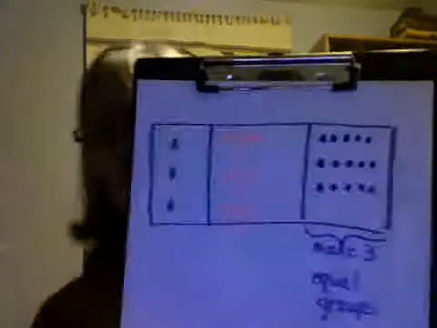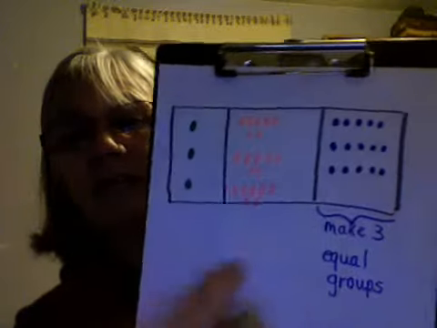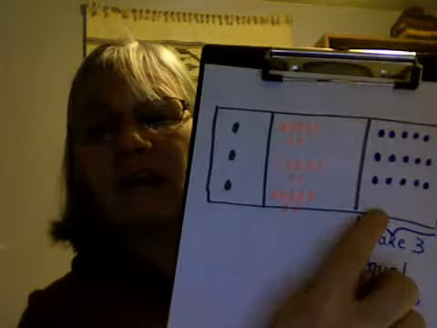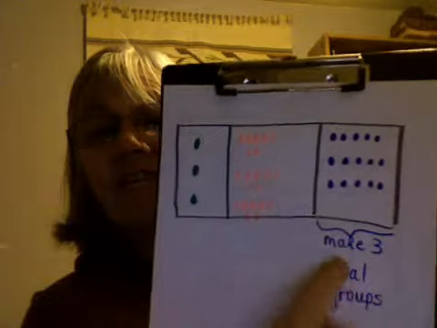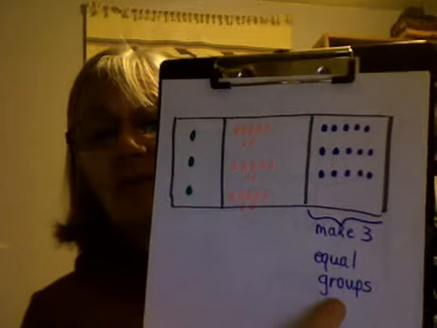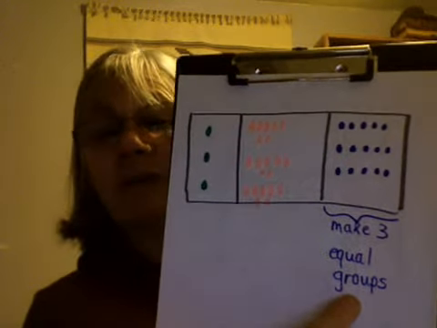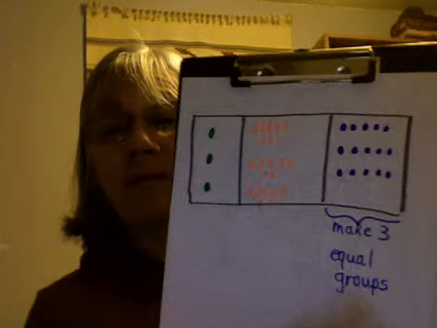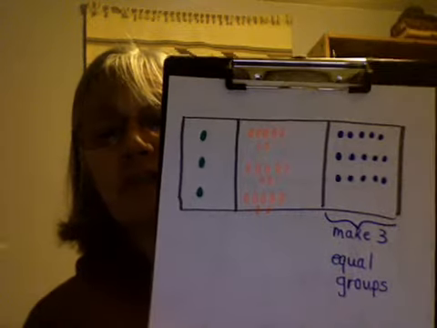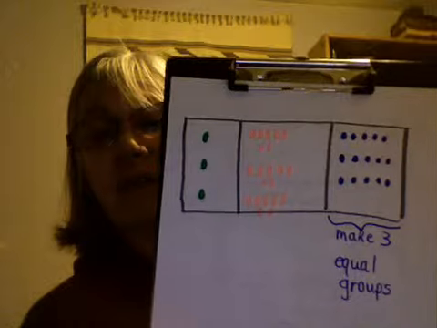Before we had 5 ones. When we've regrouped 10 more ones with those 5, now we have 15. It's time to make three equal groups one more time. That's what division is all about. It's just breaking something apart into equal groups.